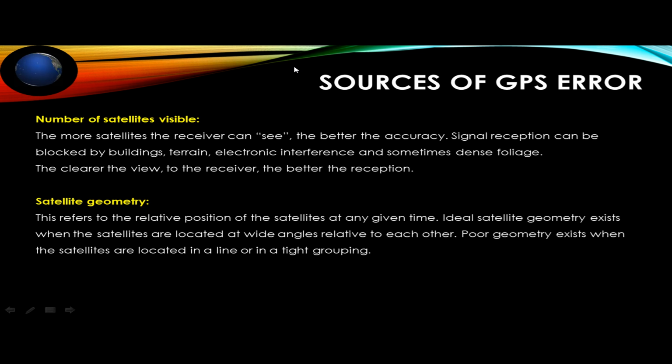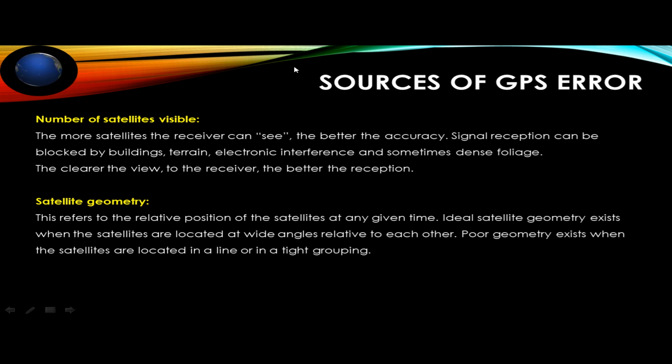So, number of satellites visible. This is also an error, like how many satellites your receiver is able to see for better accuracy. Signal interception can be blocked by buildings, terrain, electronic interference, and sometimes dense foliage. A clearer view to the receiver gives better reception. The clearer the signal you get, the more exactly you can catch the position. So the number of satellites visible helps you to capture the exact positioning.